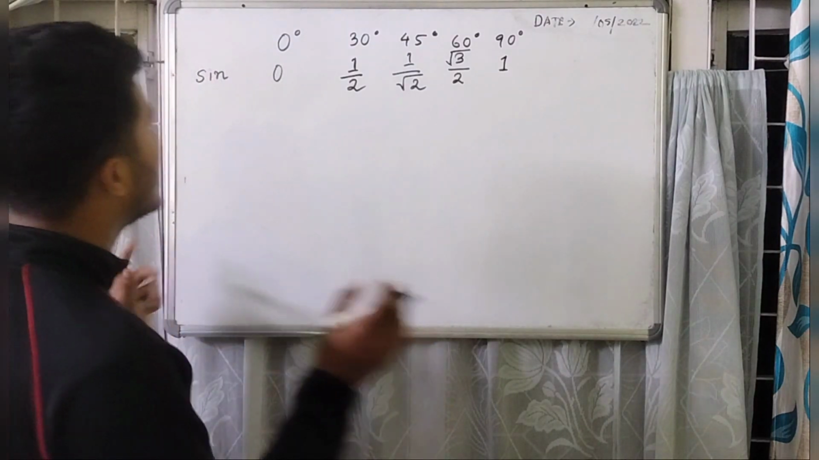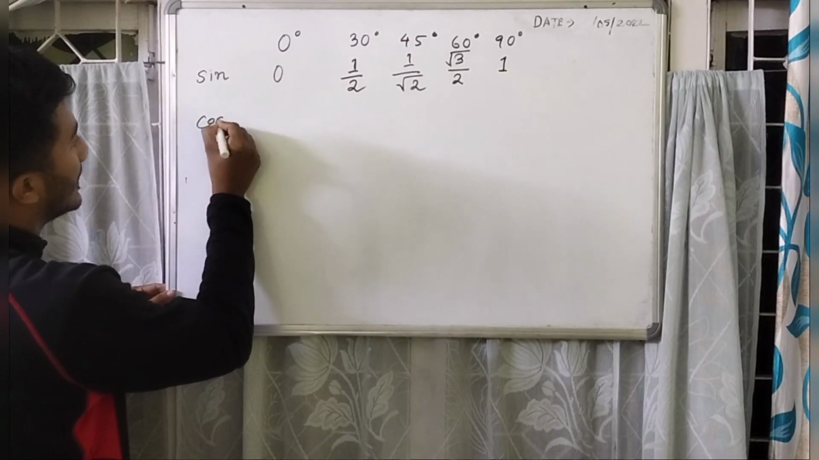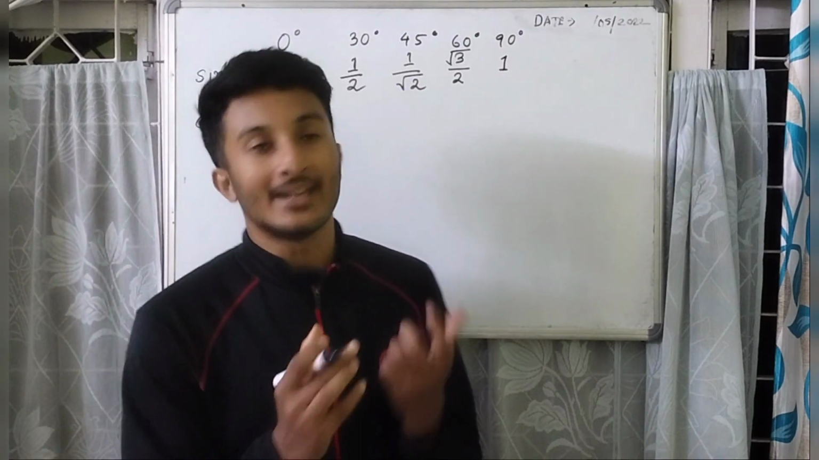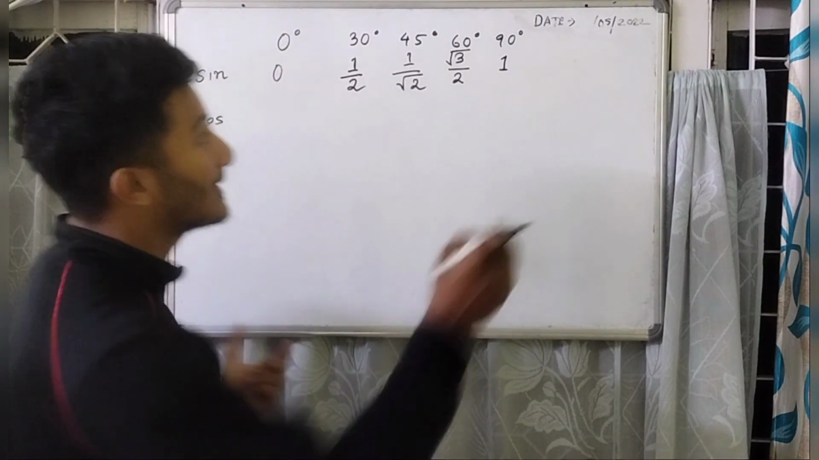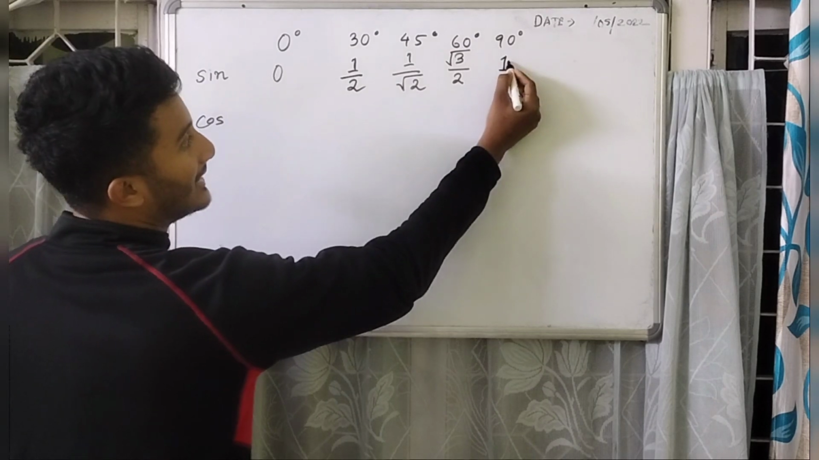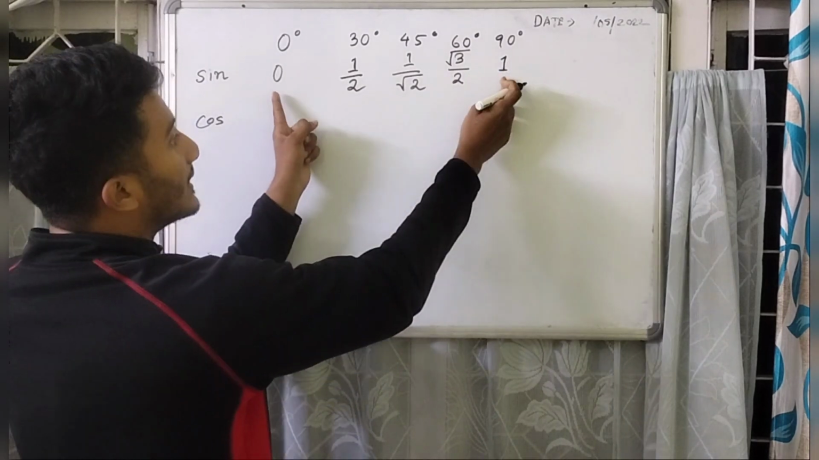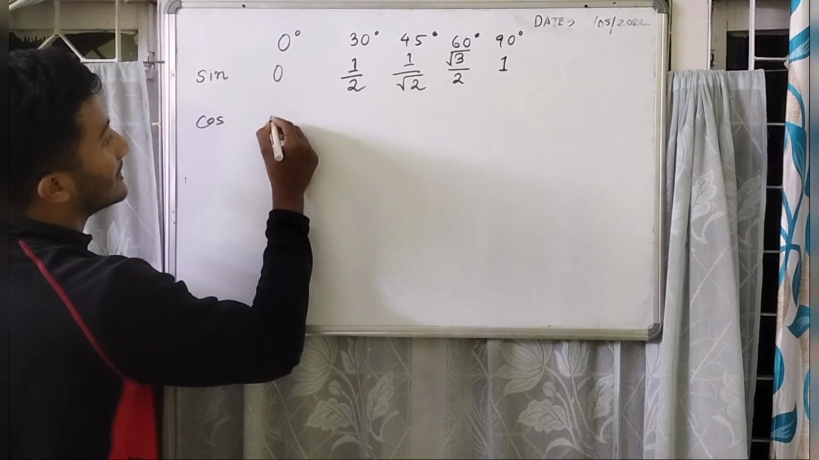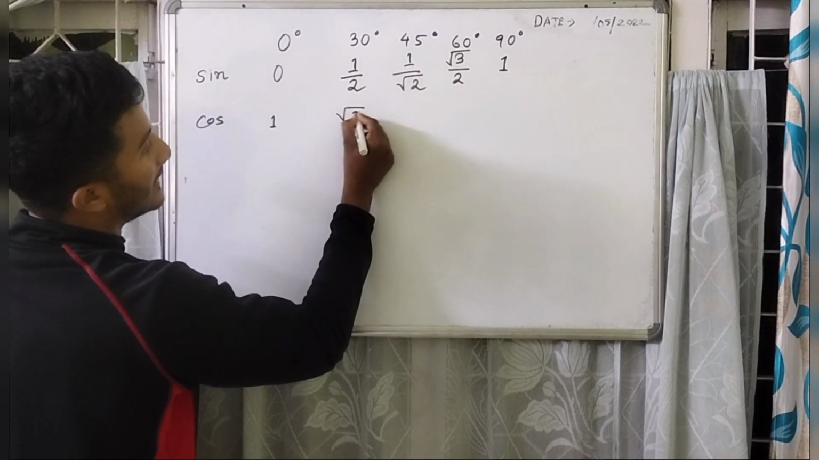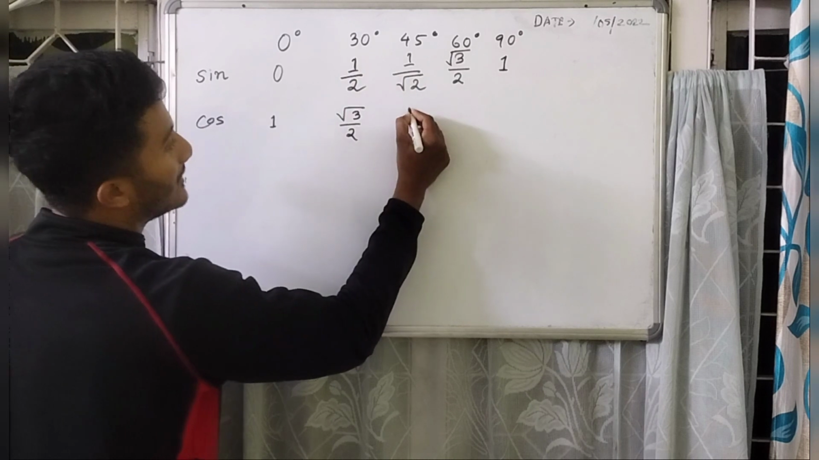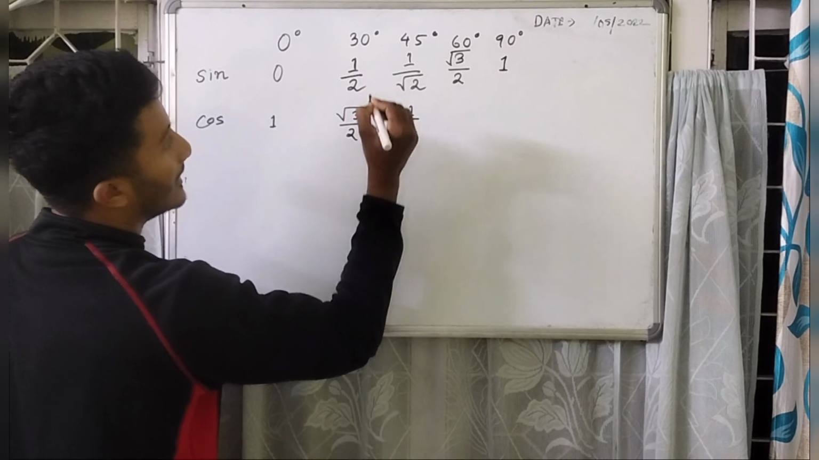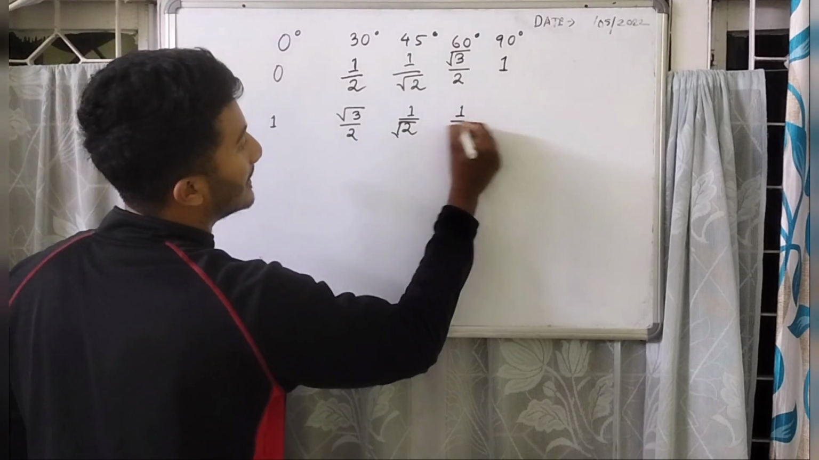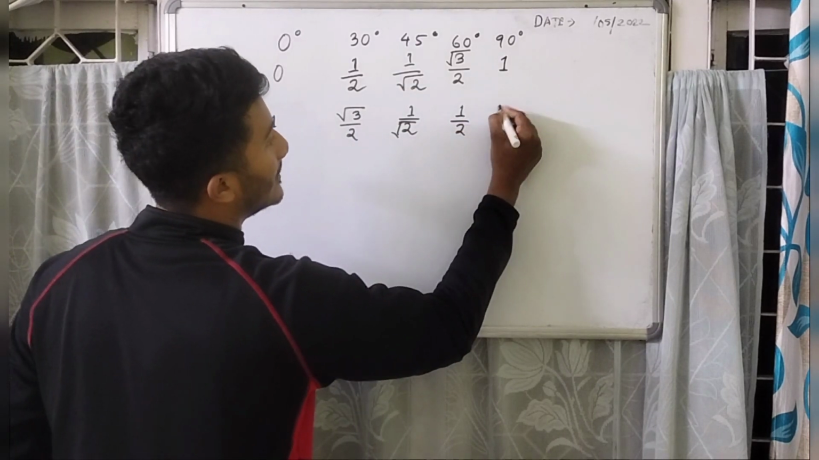Now we have to remember what is cos. To remember cos, we have to know what is sine. I have told you how to remember sine. Now cos is nothing, just the reverse of sine. Here it was 90 degree, it was 1. So we have to write here the reverse form of sine. So 1 will come here, right? Then root 3 by 2 will come here. Okay. Then 1 by root 2 will come here. Then 1 by 2 will come here. And cos 90 degree will be 0.